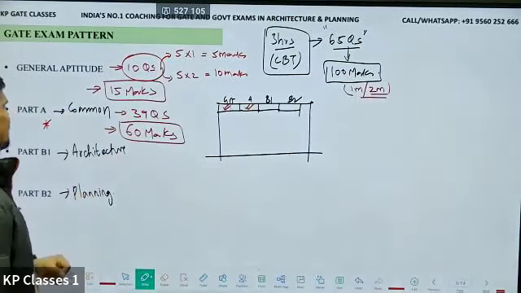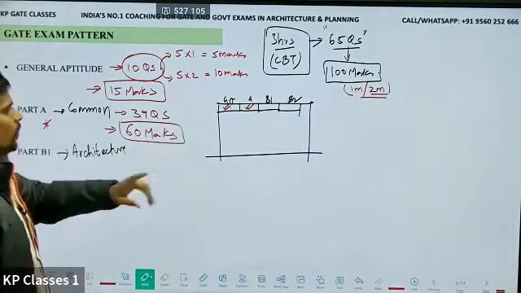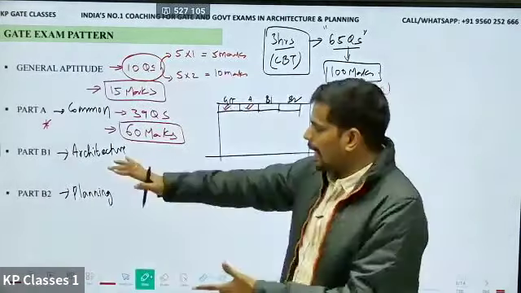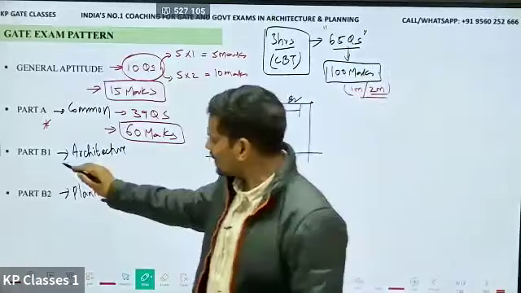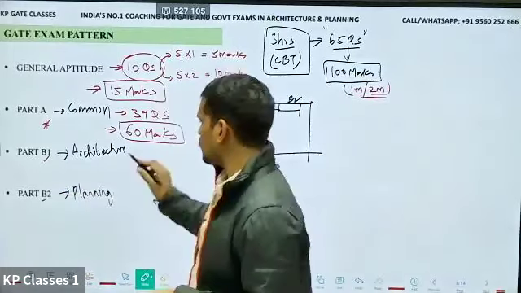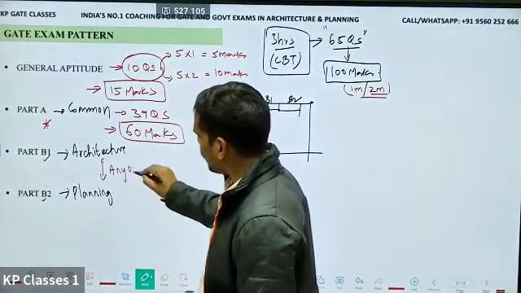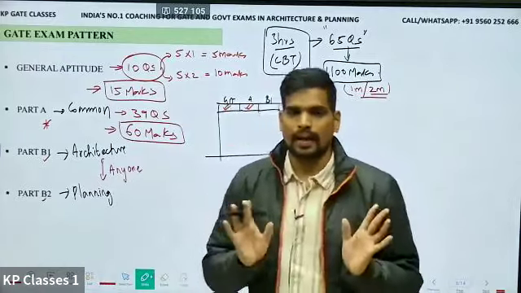So the total weightage will be 60 marks for the common part, which is mandatory for all. Now we have B1 and B2 because this is part B where you have an option. You can either select B1 or you can select B2. So from these two portions, you have to attempt only any one. You cannot attempt both the parts.